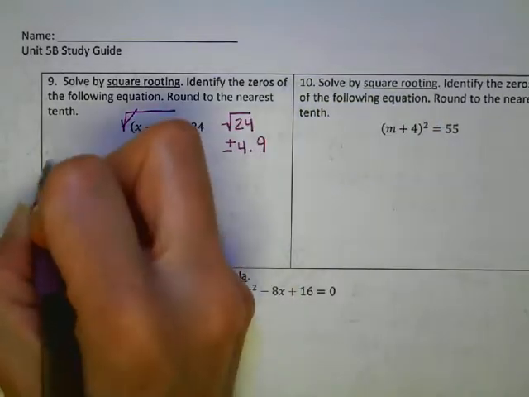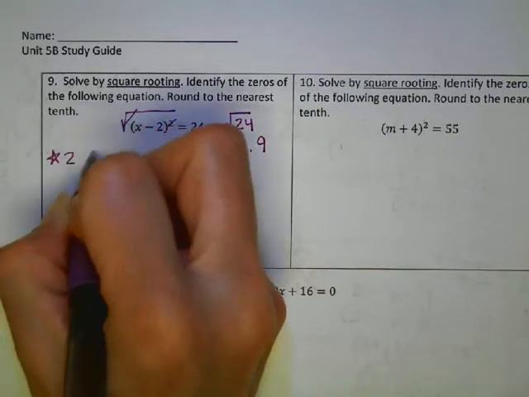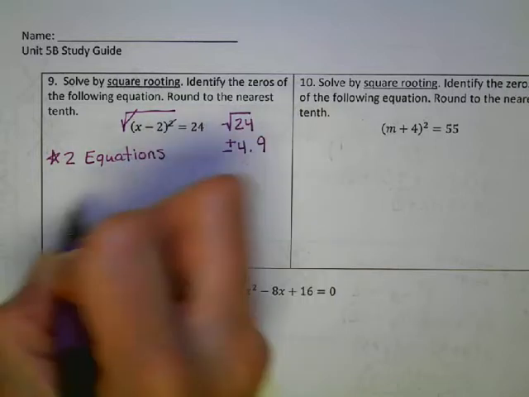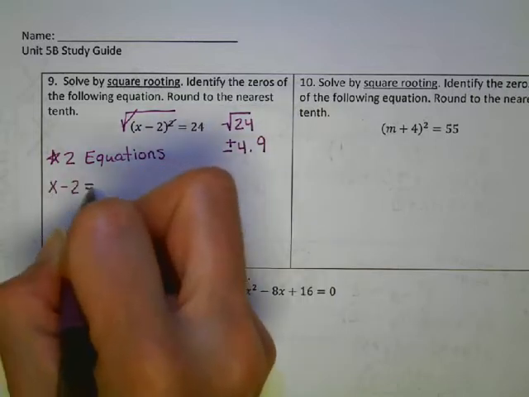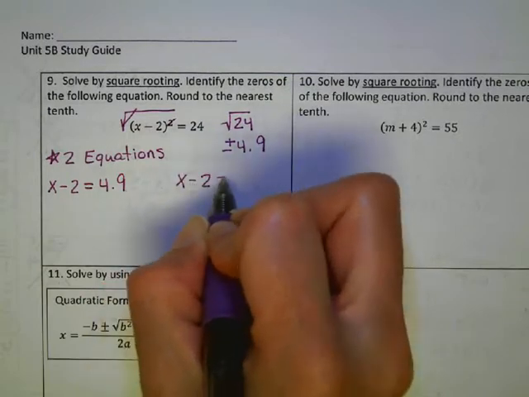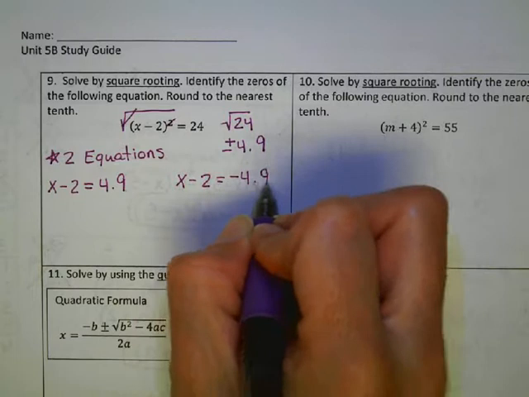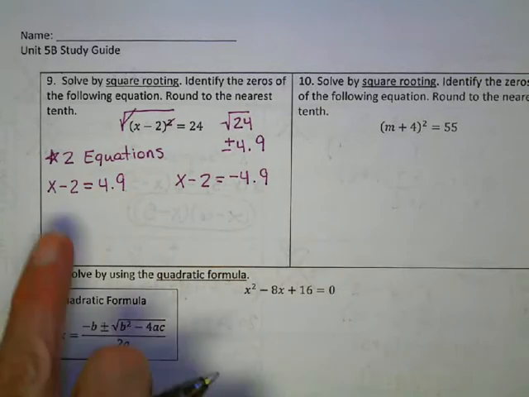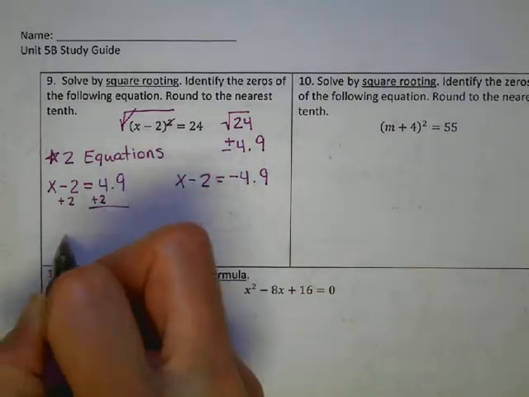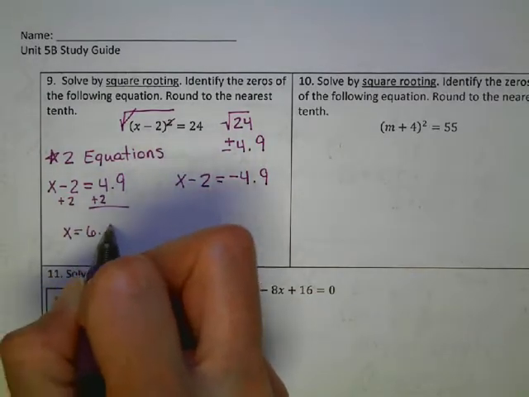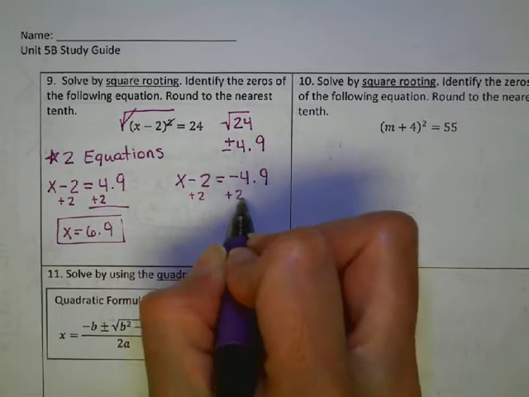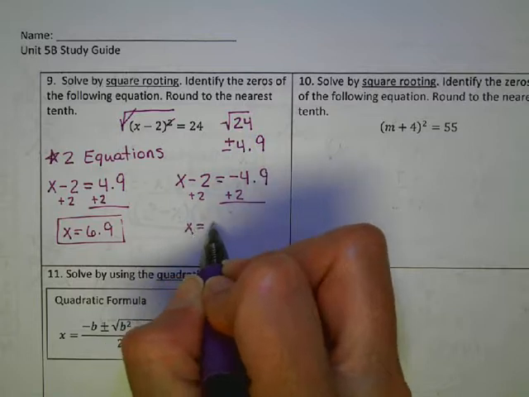So we set up two equations. You have x minus 2 equals 4.9. That's positive. X minus 2 equals negative 4.9. When you add 2 to the other side, you get x by itself. And one answer is x equals about 6.9. Now on this one, we get x equals about negative 2.9.